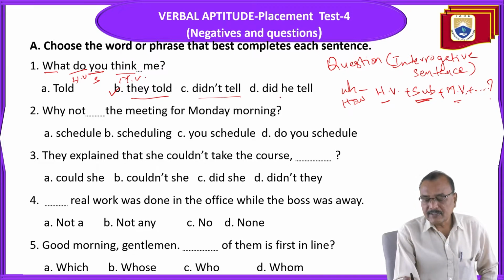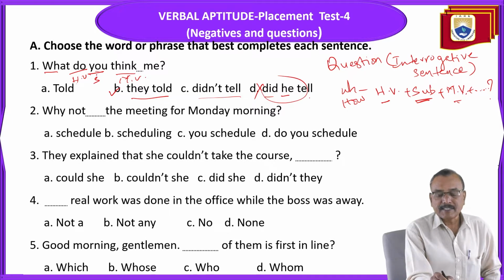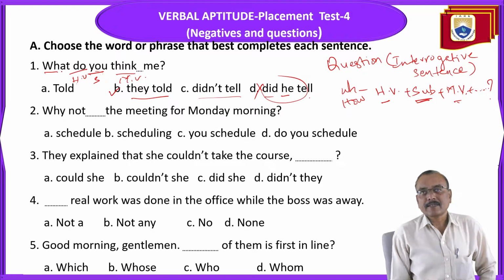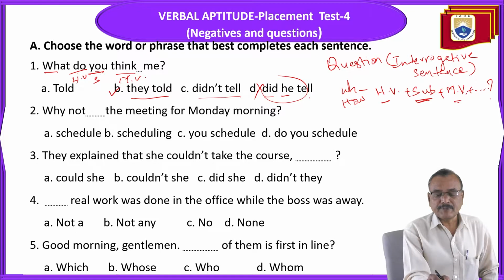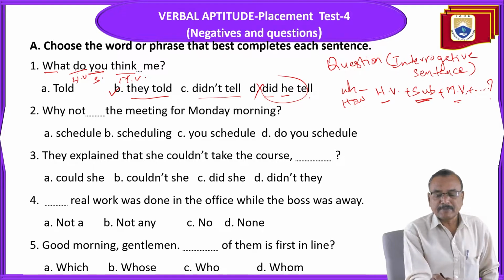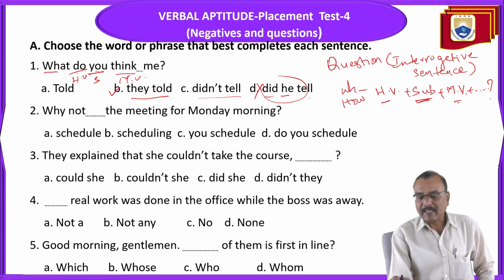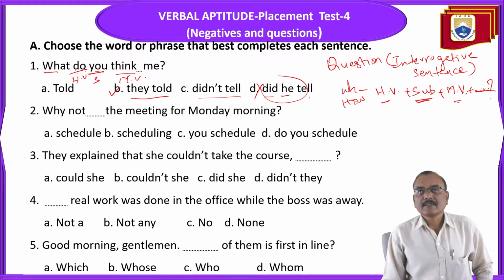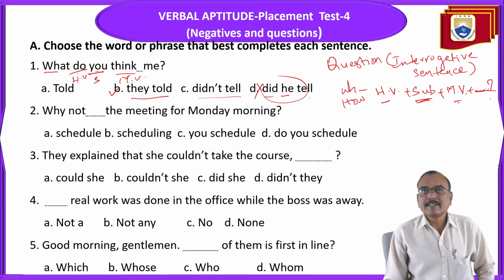So don't go with the other options. Why? Of course, here it is subject, helping verb, main verb. Already the subject and helping verb are in inverse position. The helping verb already came before the subject. So in a question, if the helping verb comes before the subject, that is enough. Again, in the object place, there is no need of inversion. So what is the correct answer? What do you think they told me. This is the right answer.